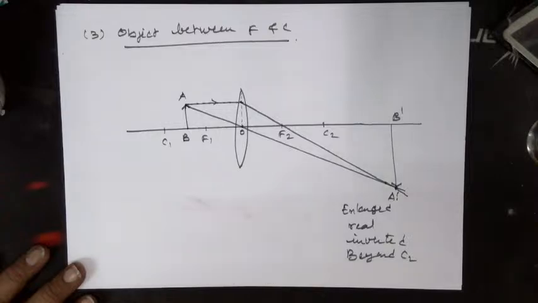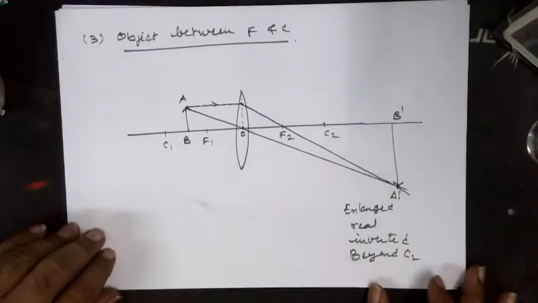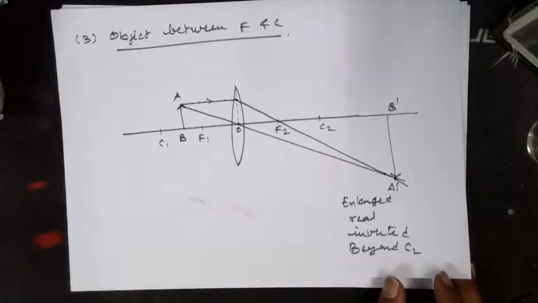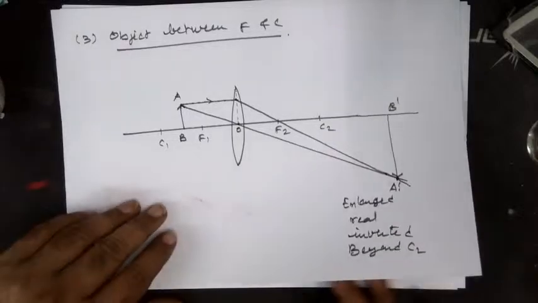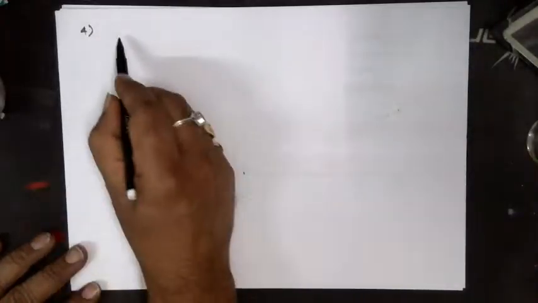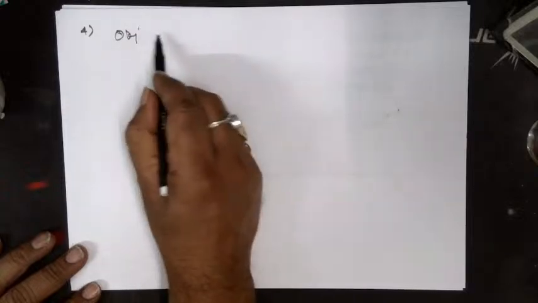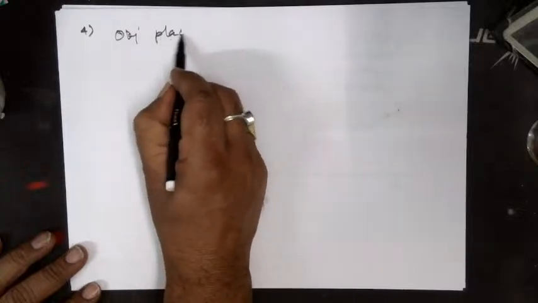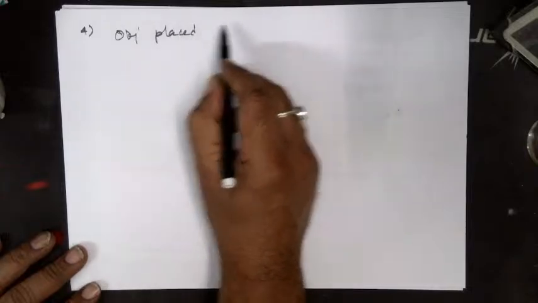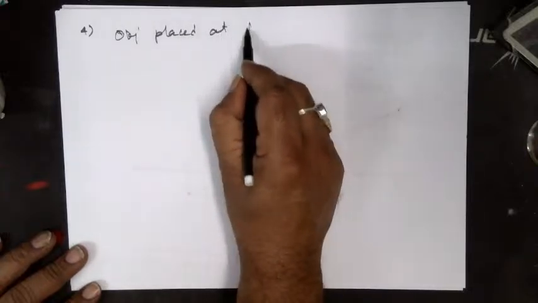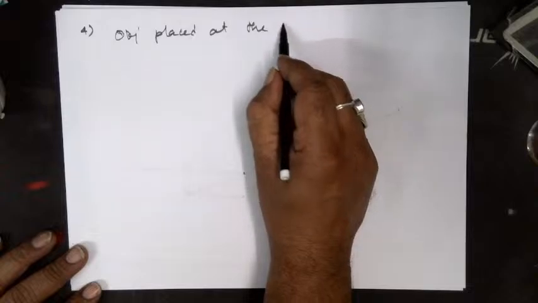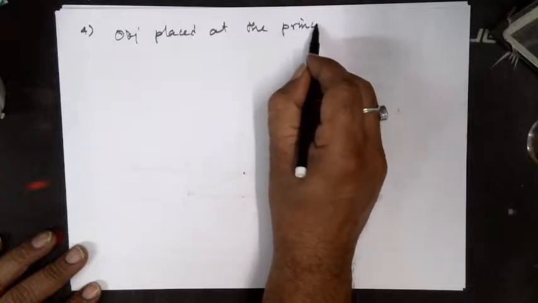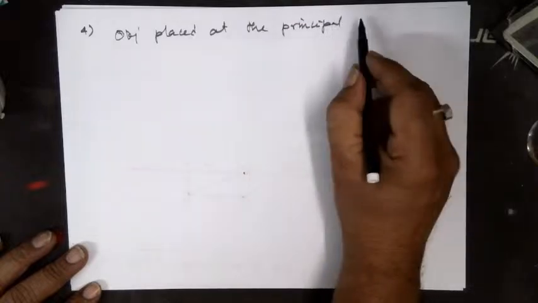Got it? Yes, sir. Now the fourth one, the object is placed at the principal focus. Fourth one, the object placed at the principal focus, that is F1 or F.